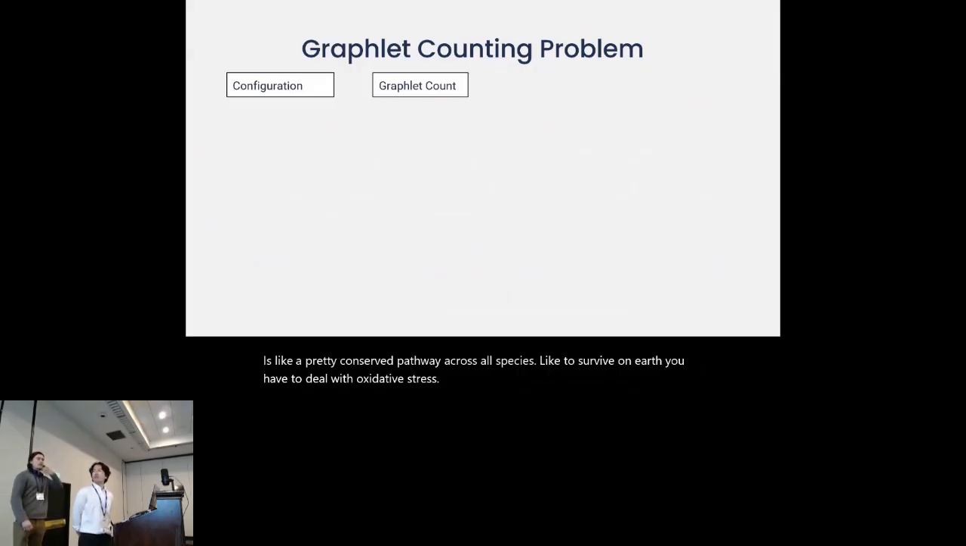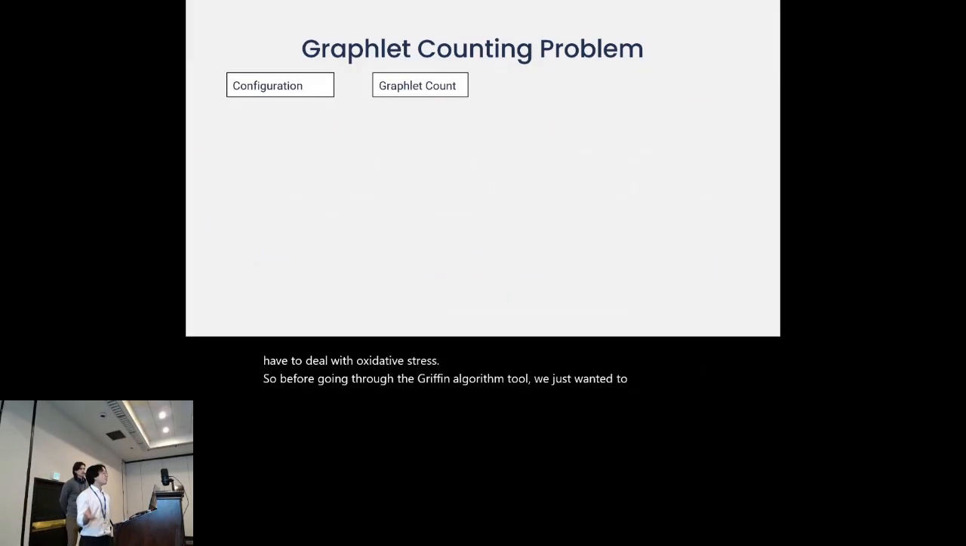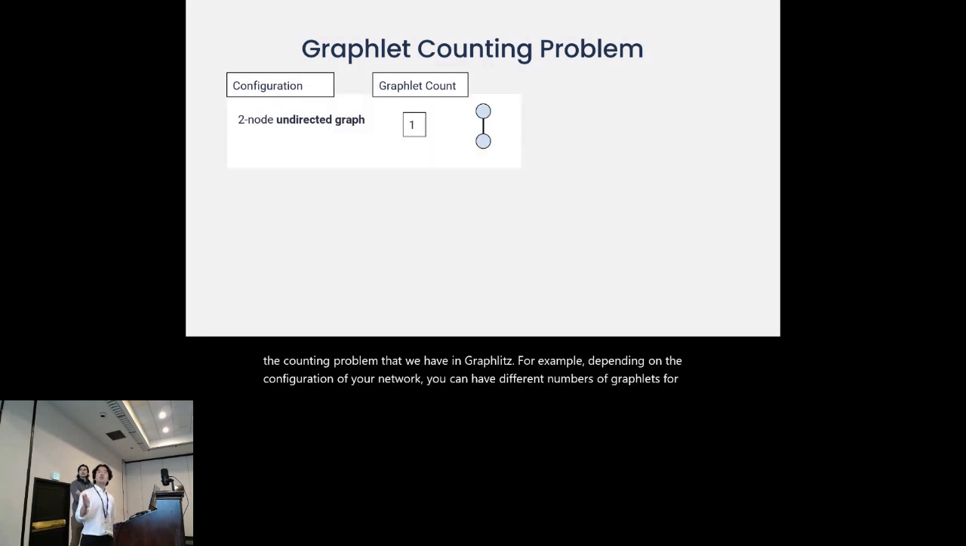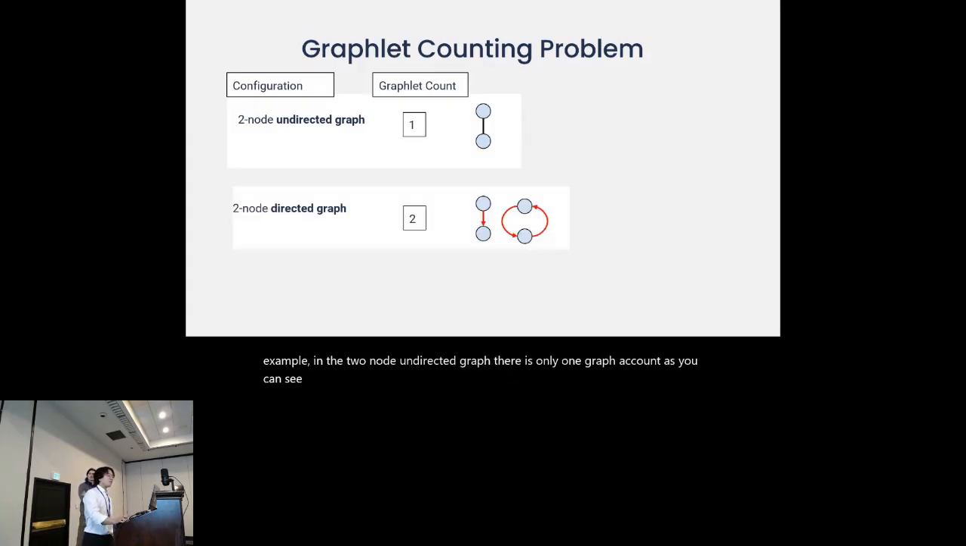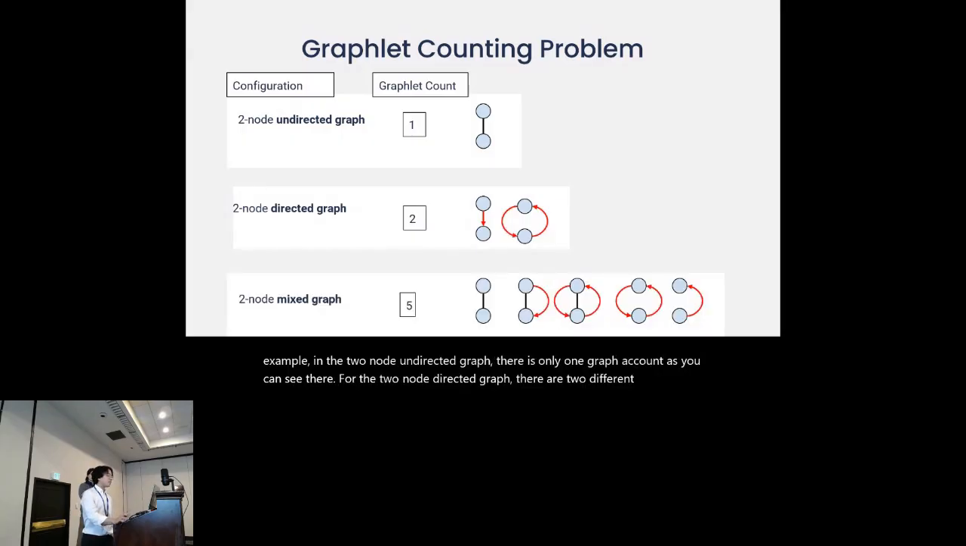Yeah, so before going through the GRPhIN algorithm, we just wanted to iterate the counting problem that we have in graphlets. Depending on the configuration of your network, you can have different numbers of graphlets. For example, in the 2-node undirected graph, there is only one graphlet, as you can see there. For the 2-node directed graph, there are 2 different graphlets. And for the one that we're interested in, the mixed graph for 2 nodes, there are 5 different configurations. And again, this is not so bad in terms of counting across large species networks.